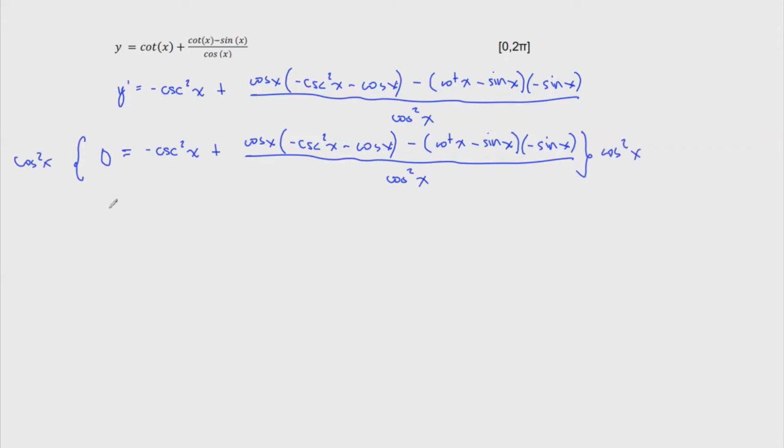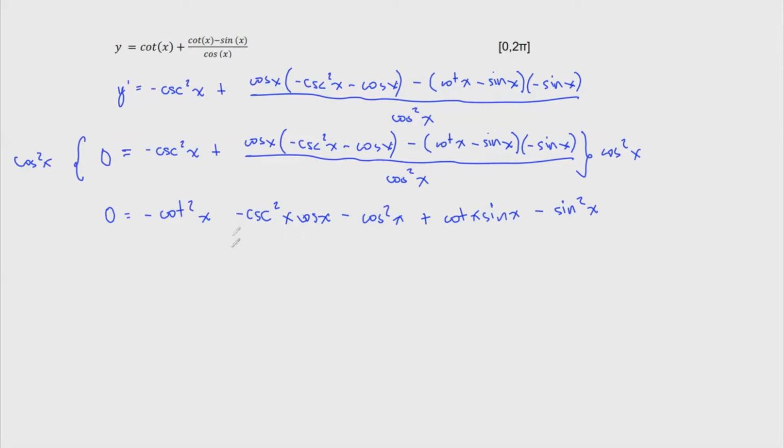So that makes this 0 equal to cosine squared x, and then negative cosecant squared x would, I think, make this negative cotangent squared x, since this is 1 over sine squared x. And then we can cancel this out, and then we're left with the numerator, so we get negative cosecant squared x cosine of x, and then minus cosine squared x, then minus or plus cotangent x sine x, and then there will be positive and then negative, so that's minus sine squared x. So that's it for 0.